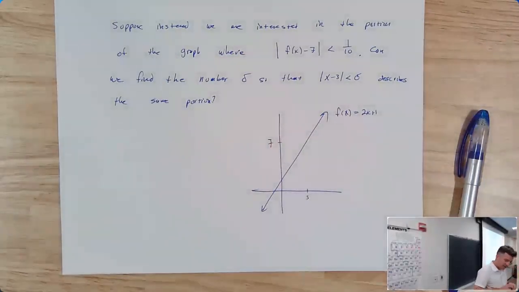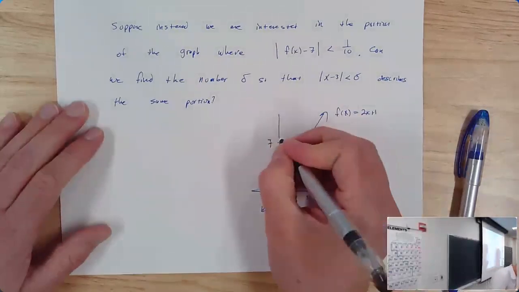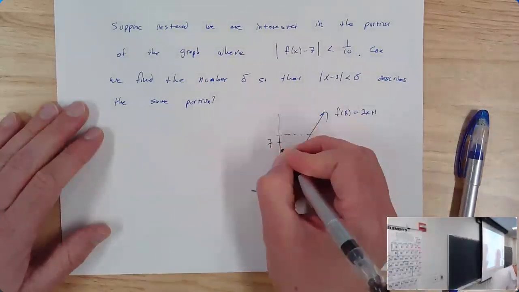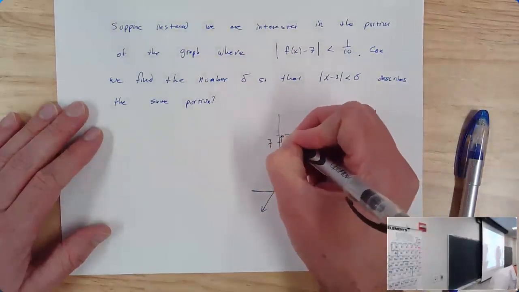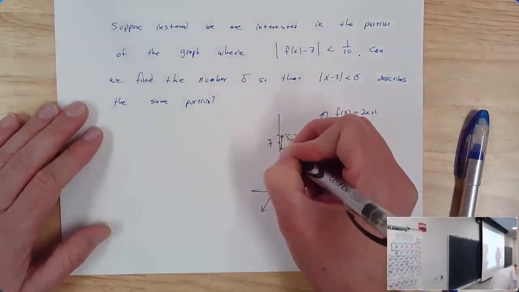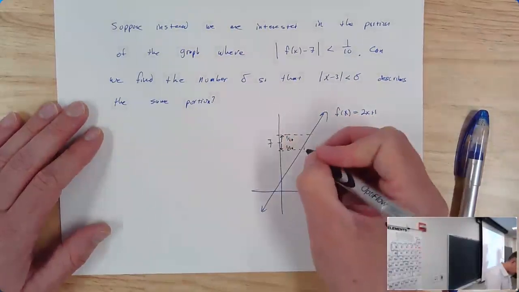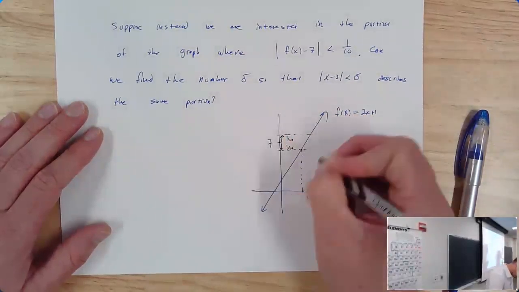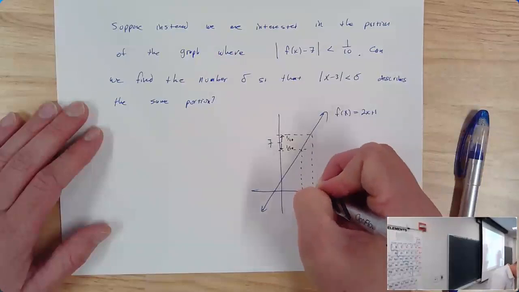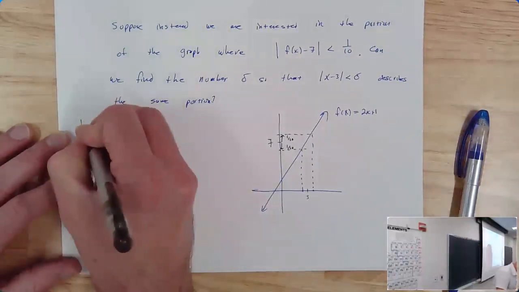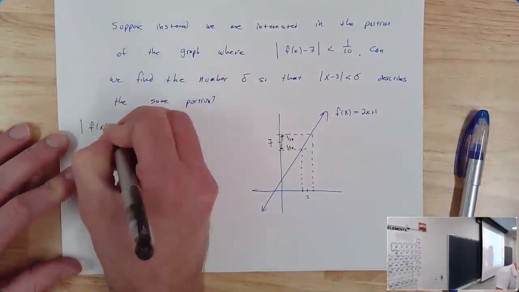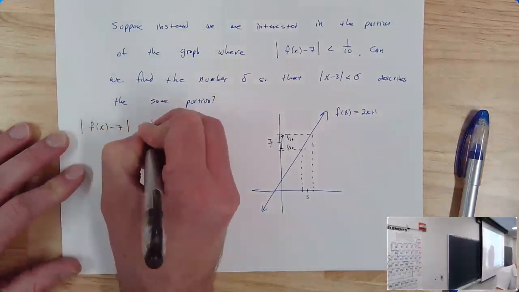So now the idea is we're trying to go a lot closer. We're going up 1/10 and down 1/10. And we want to find what the bounds are, how close we have to be to 3. And we're not just going to say what it is. We're going to work with what we've got. So here's what we've got. The absolute value of f of x minus 7 is less than 1/10.